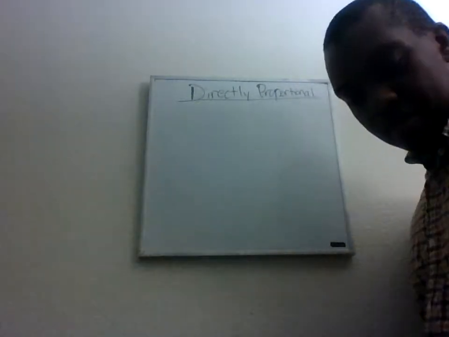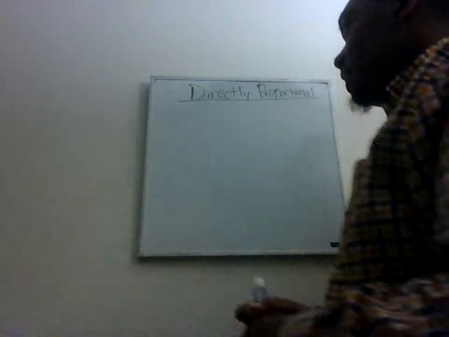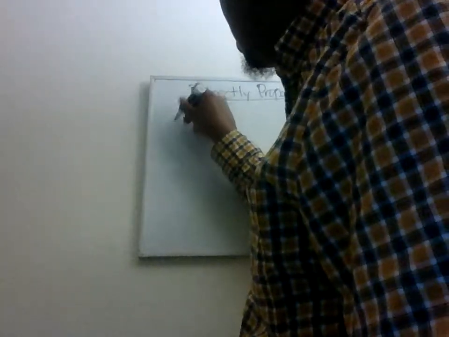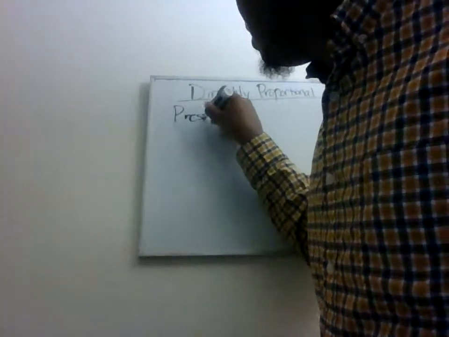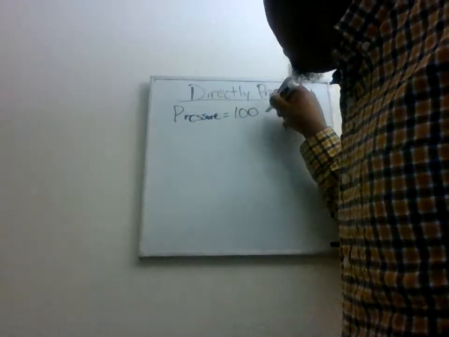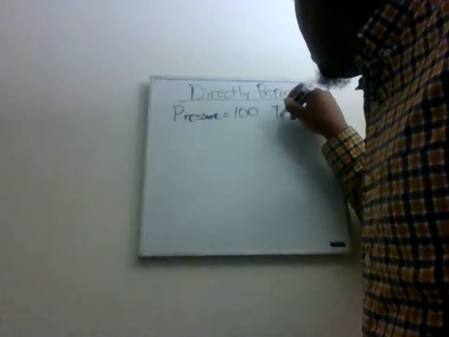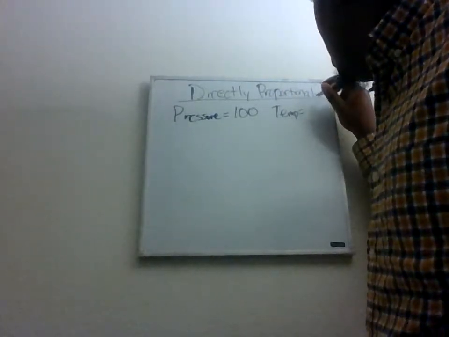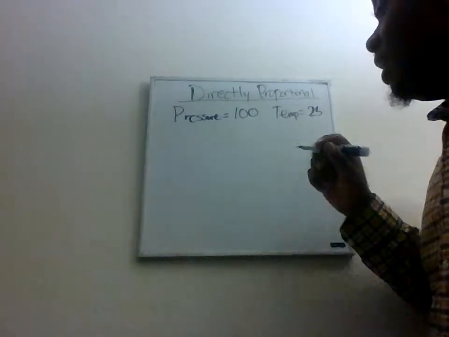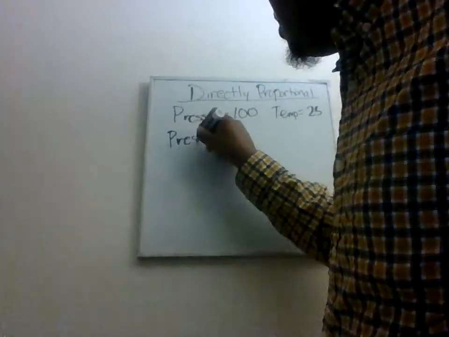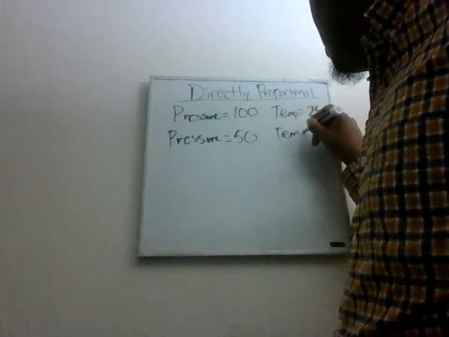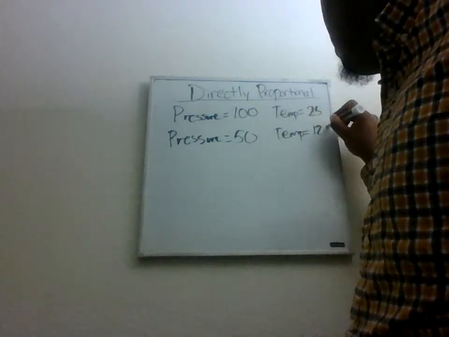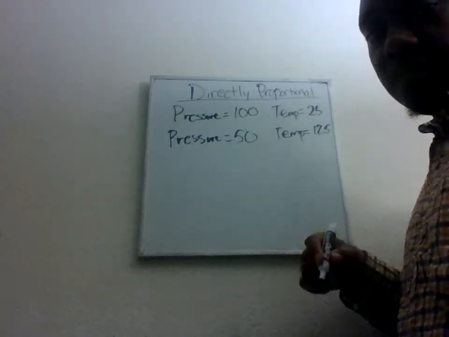So let's change this up just a touch. Let's not even do it that way. Let's do it this way. We'll say pressure is 100, then the temperature is 25. And as pressure was 50, the temperature was 12.5. Let's see if we can write an equation between the pressure and temperature.